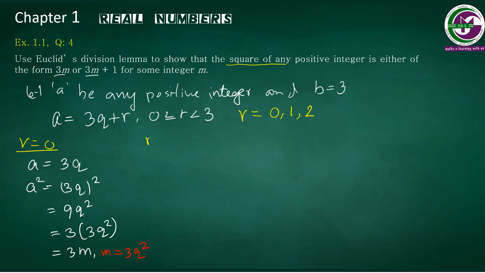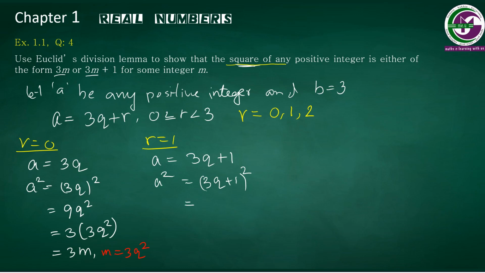So r is equal to 1. When r is equal to 1, what will happen? So we know that a is equal to 3q plus r. So 3q plus 1. We need to find the square because in the question it is the square of any number. So a square is equal to 3q plus 1 the whole square. So a plus b the whole square form. What is a plus b the whole square? Please remember a plus b the whole square is not a square plus b square. It is a square plus 2ab plus b square.